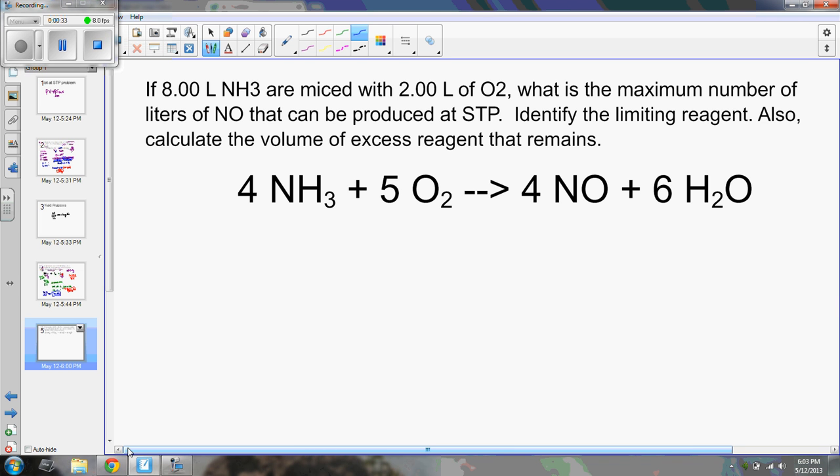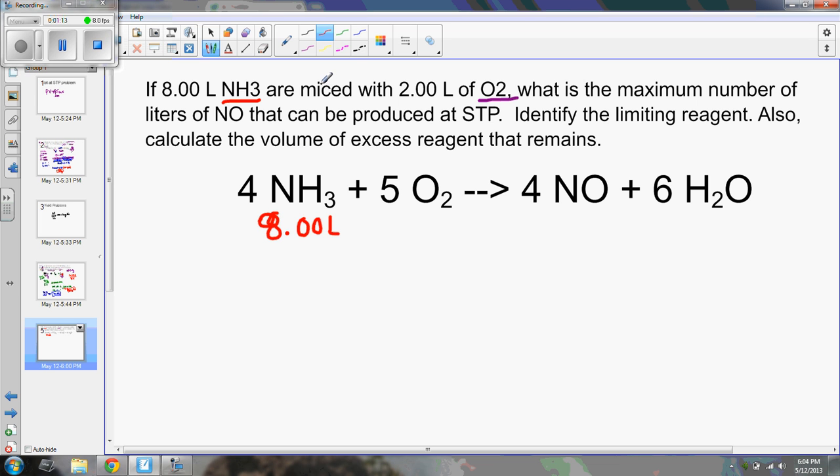So we are going to start these ones just like we start any other problem. We are going to write a balanced equation, which is generously already provided for us in this problem. So what we're going to do is write what we have, and I'm going to try to color coordinate. I'm going to use red for NH3, and I'm going to use this purple color for O2. So I'm going to start with red. I have 8.00 liters of NH3. I'm going to write that right by the equation so I don't have to read through the problem a bunch of times. All my information is organized and neat down at the bottom.